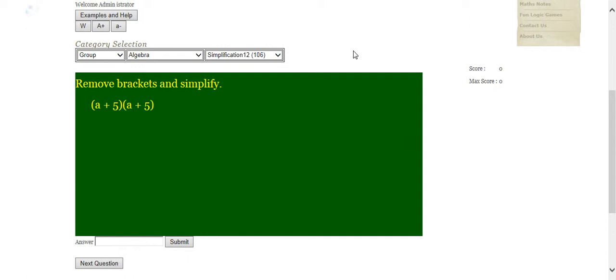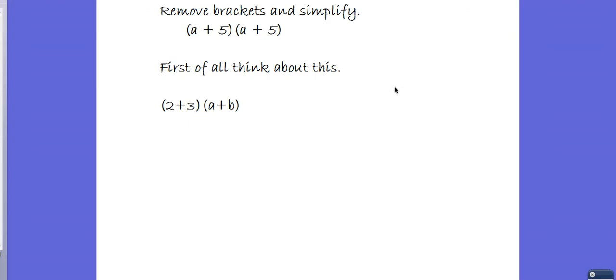In simplification 12, we're asked to remove the brackets and simplify the following expression: A plus 5 groups of A plus 5. Now this is a little bit more complicated, so we're going to have a closer look at a method that's most useful for figuring this question out. We're going to look at removing the brackets and simplifying A plus 5 times A plus 5.